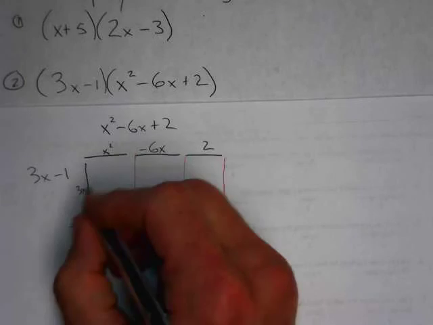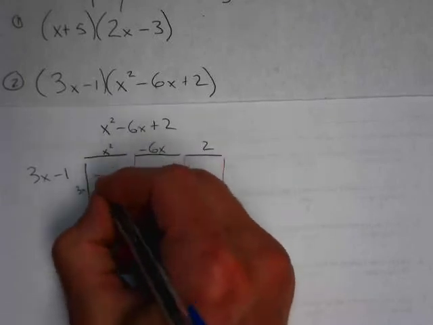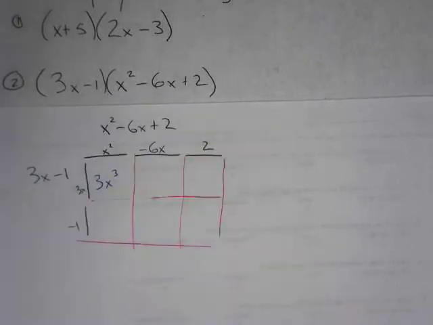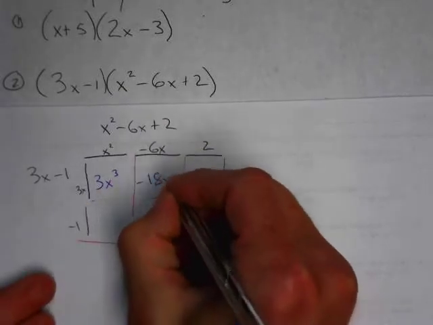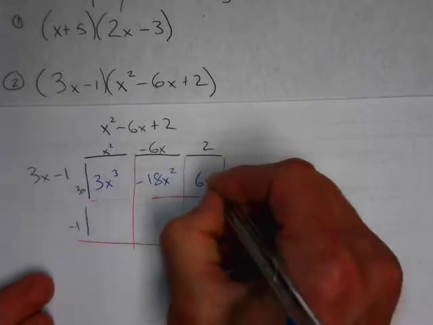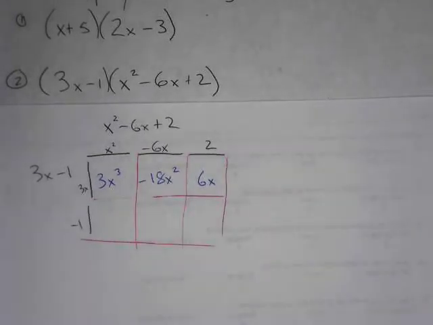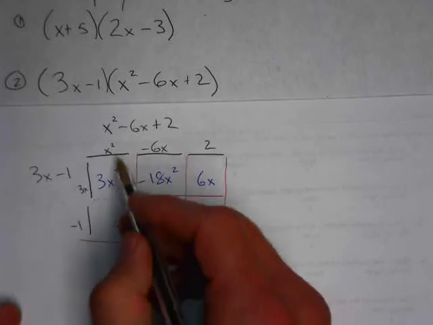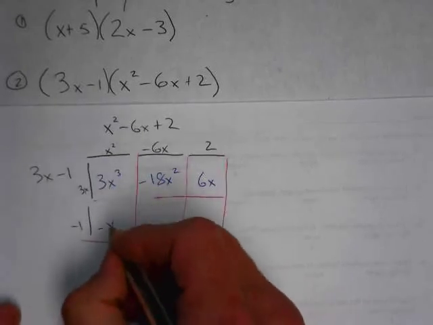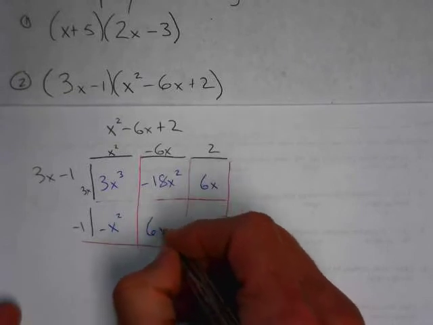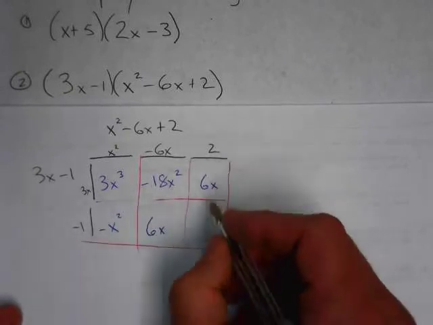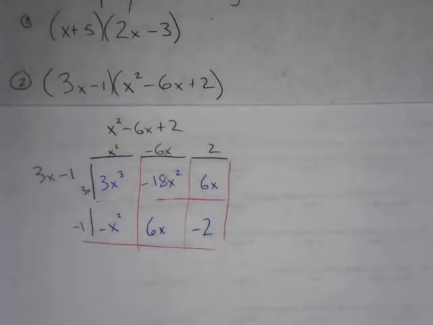Now we find our areas. 3x times x squared, of course, is 3x to the third. 3x times negative 6x is negative 18x squared, and 6x in that last rectangle up there. Now for our bottom rectangles, negative 1 times x squared is negative x squared. Negative 1 times negative 6x, positive 6x. And negative 1 times 2, negative 2.